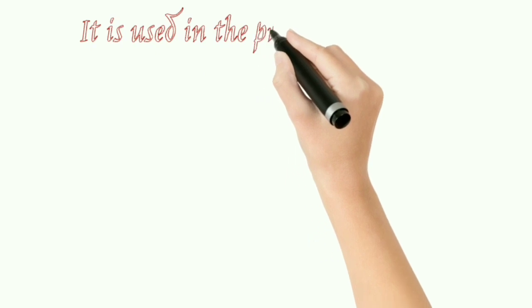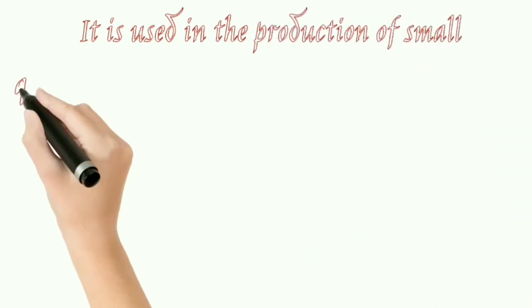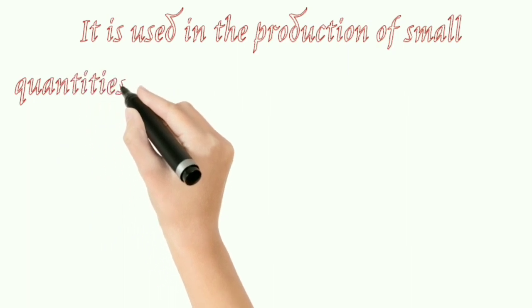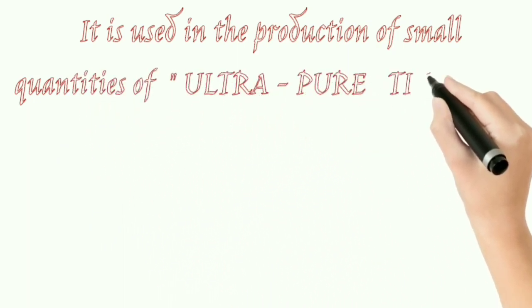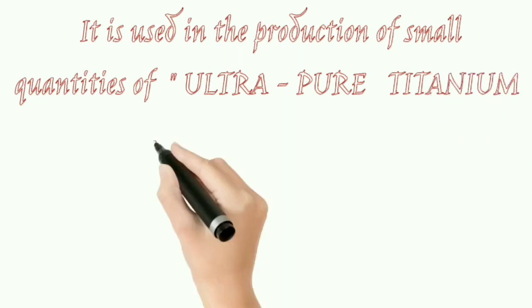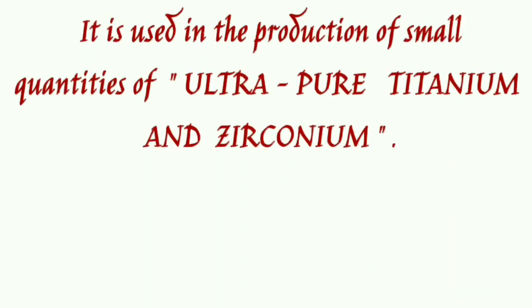So this Van Arkel process is used for the production of small quantities, but the purity is very ultra. So ultra pure titanium and zirconium, both you can get in a high purity by using this Van Arkel process. It's a refining process.